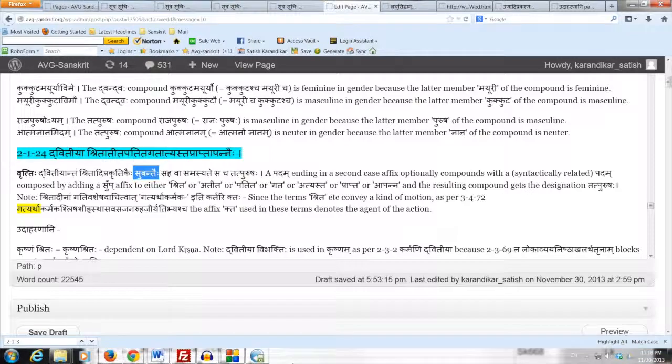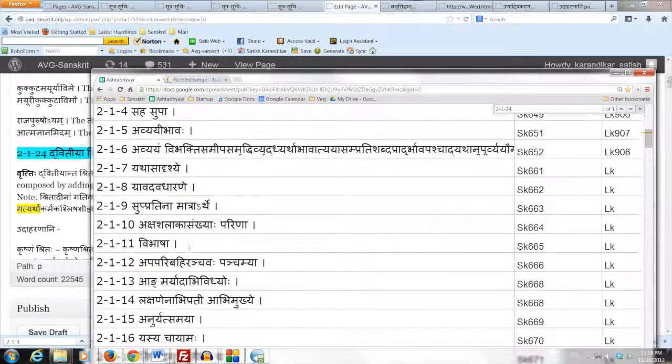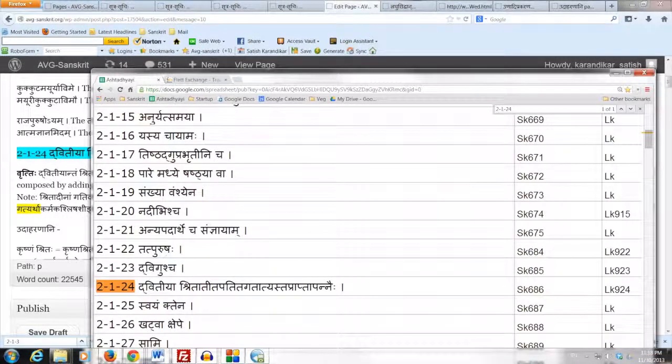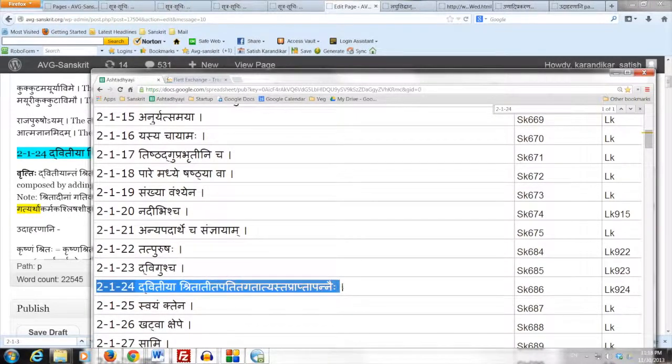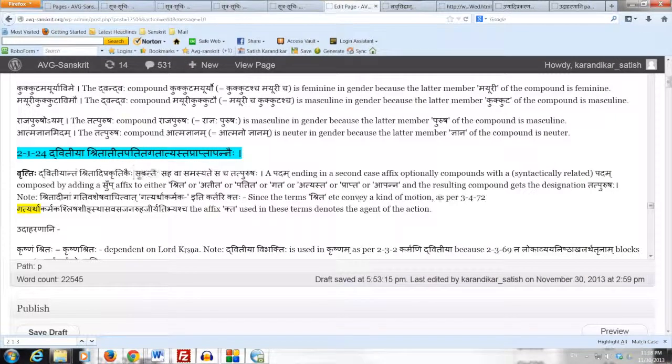And of course, you know the adhikara of tatpurushaha goes from 2.1.22 down to 2.2.22. Hence the compound which is formed by using the sutram 2.1.24 gets the designation tatpurushaha.